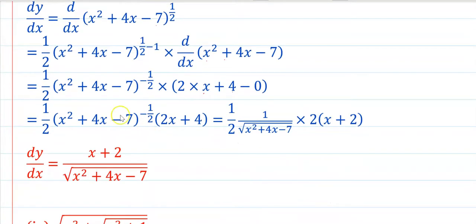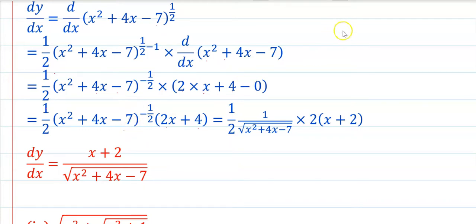Okay. Now the next, 1 upon 2, here (x square plus 4x minus 7), the bracket is to the power minus 1 upon 2. Keep this term as it is here. Next multiplication, 2 into x, 2x plus 4. Okay. Next, this is 1 upon 2, the bracket is to the power minus 1 upon 2. When this power comes down, how will it become?